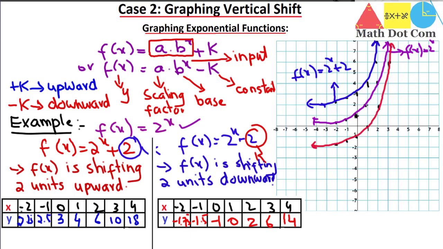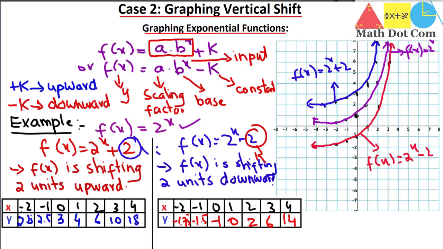It means that the function f of x equals 2 raised to power x minus 2 has been shifted vertically downward, because 2 units have been subtracted from the original function. The original function is the purple one, and when you subtract 2 from it, the output has been shifted downward 2 units. So it is clear here that the y-intercept is now -1. So this is how both of the shifts behave in the transformations of exponential functions.